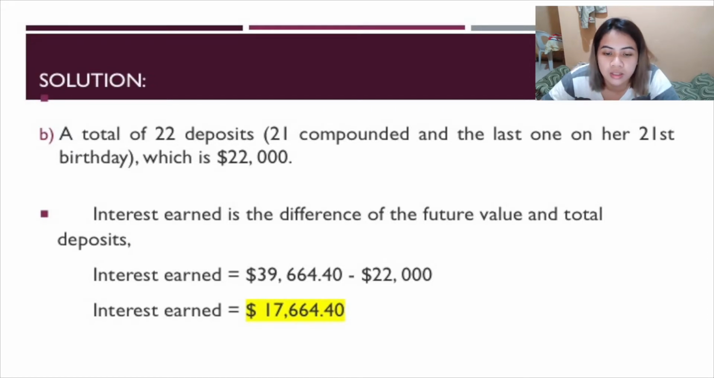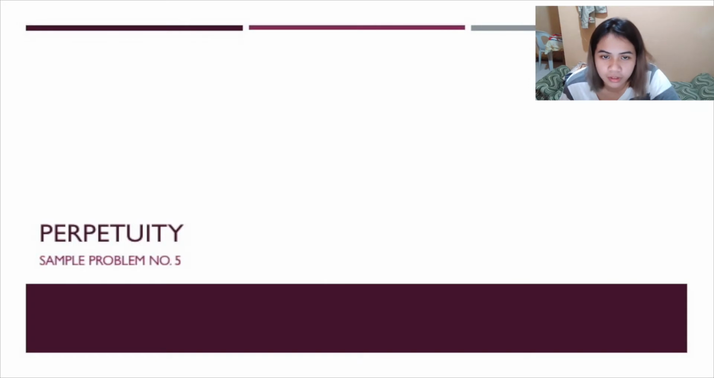For letter B, there is a total of 22 deposits, 21 compounded, and the last one on her 21st birthday, which is $22,000. Interest earned is the difference of the future value and the total deposits. So the interest earned is equal to $39,664.40 minus $22,000, which equals $17,664.40.